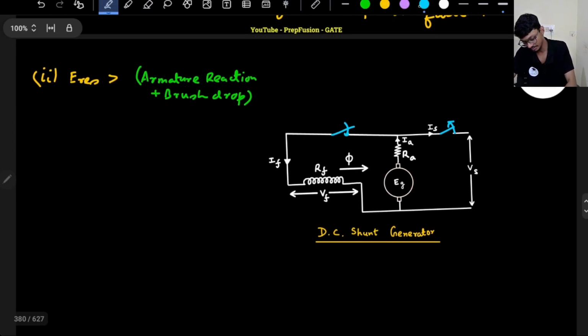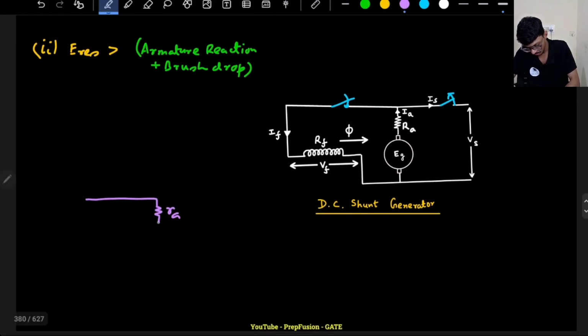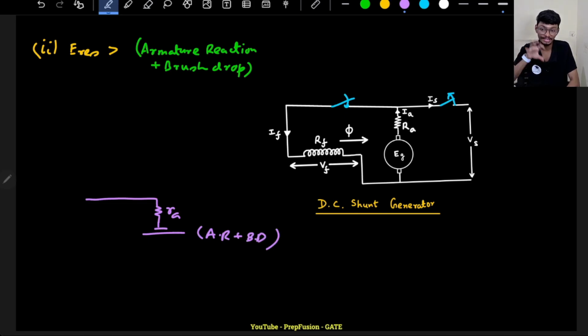Now if I draw the equivalent electrical circuit, it will be somewhat like this. There will be the resistance RA, and this opposing voltage, that will be the armature reaction plus the brush drop. Although I am just showing the electrical equivalent, actually it is not a voltage drop. Actually it is a flux, it opposes the flux, but I am just showing the equivalent circuit diagram.